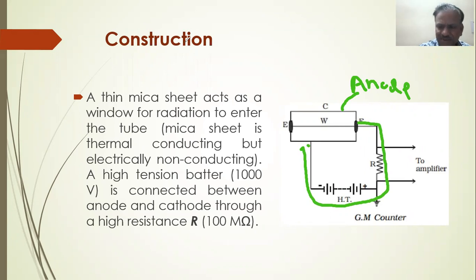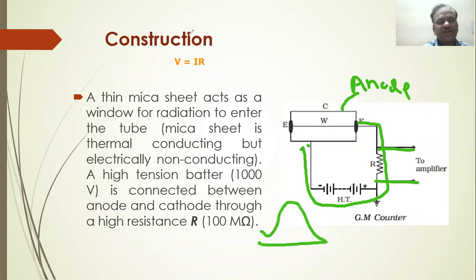But when the electron moves, here V equals IR. The voltage will develop here, and a pulse is developed here. That is the electronic pulse.